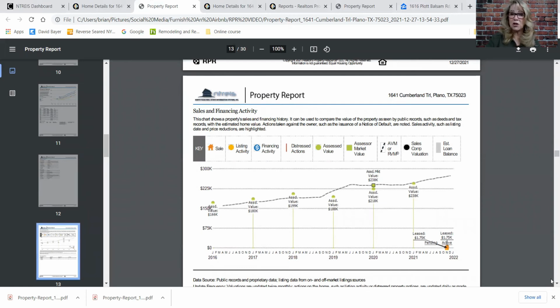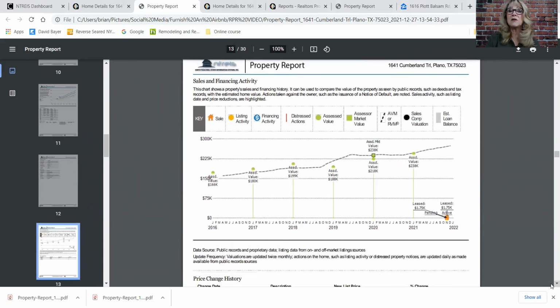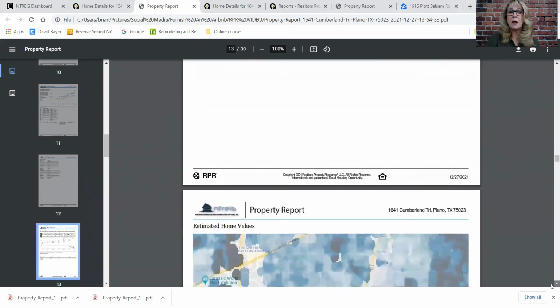So you can look and see if this property is in an appreciating area, because that's really important. No matter what your strategy is, you want to make sure you're buying a house that's going to go up in value, not go down.